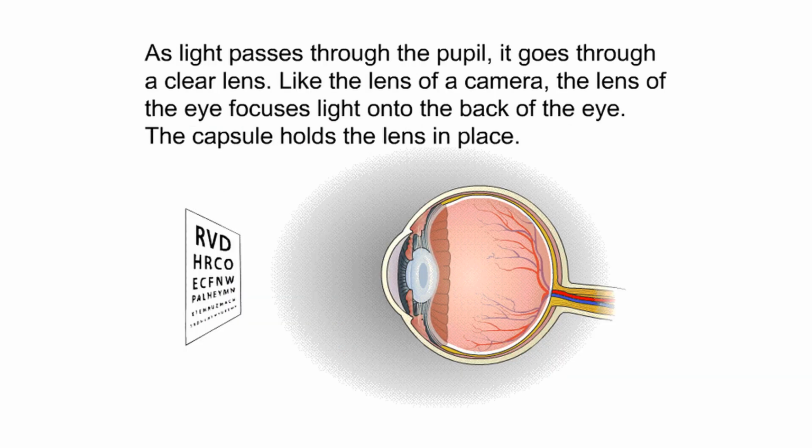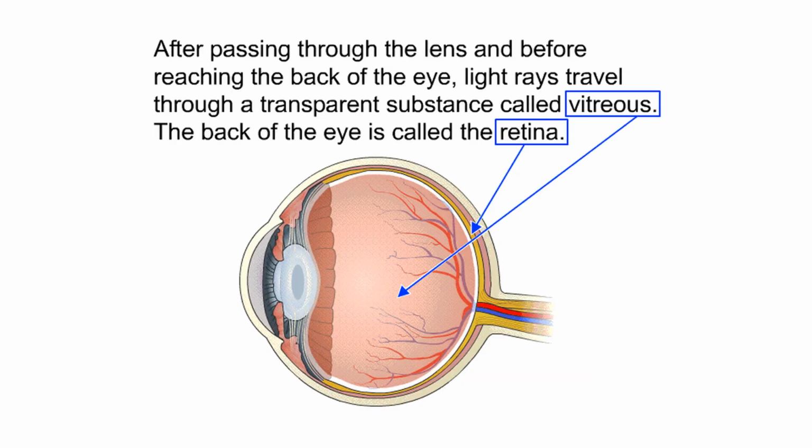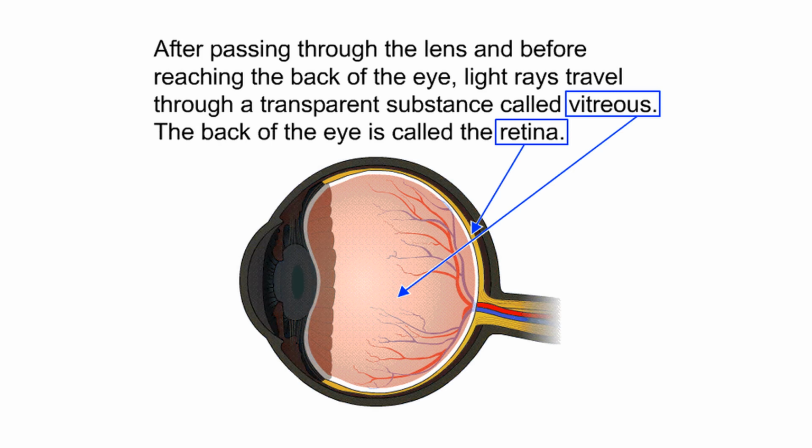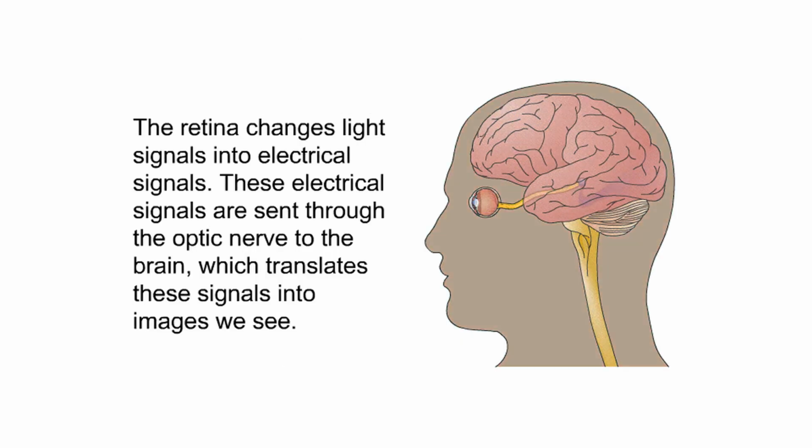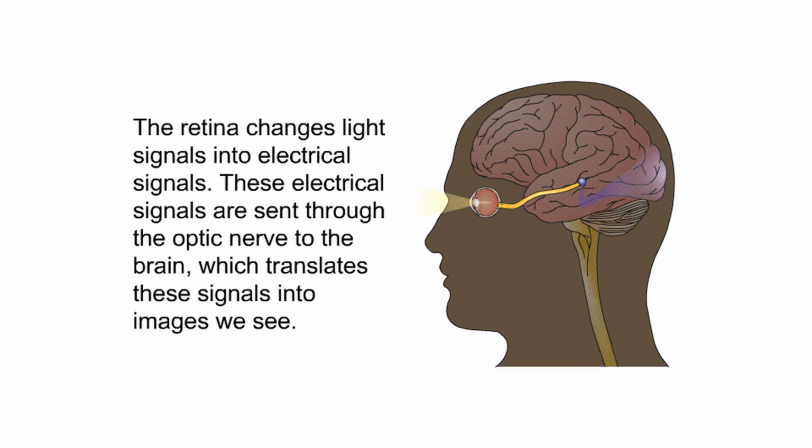As light passes through the pupil, it goes through a clear lens. Like the lens of a camera, the lens of the eye focuses light onto the back of the eye. The capsule holds the lens in place. After passing through the lens and before reaching the back of the eye, light rays travel through a transparent substance called vitreous. The back of the eye is called the retina. The retina changes light signals into electrical signals. These electrical signals are sent through the optic nerve to the brain, which translates these signals into images we see.